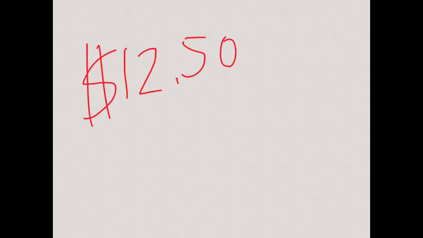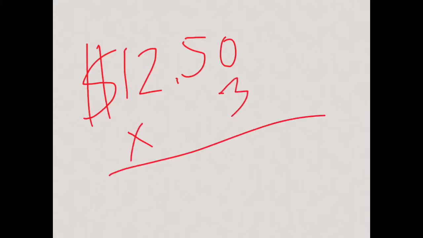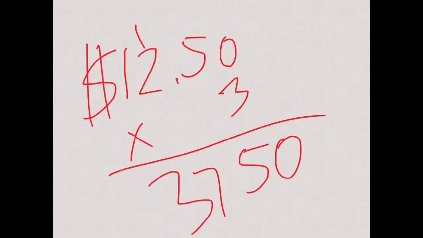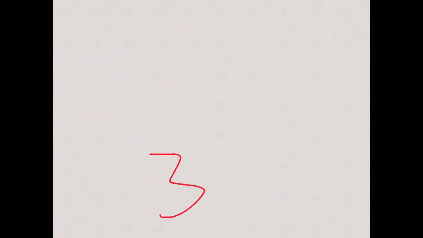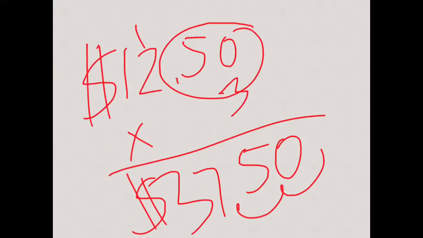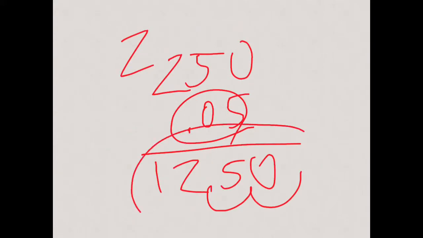So in 3 years, how much will that be? Well, what's 12.50 plus 12.50 plus 12.50? Well, let's say times 3. Okay, where's my decimal? There's 2 numbers behind it. So in 3 years, you get 37.50. Now remember, 1 year was 12.50.